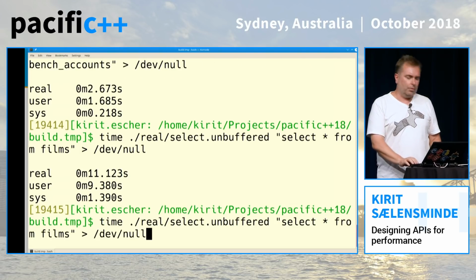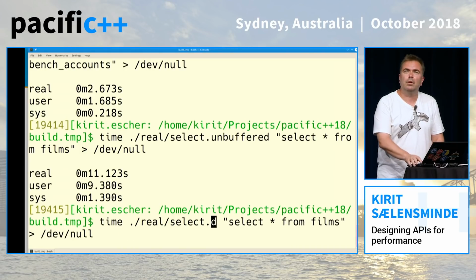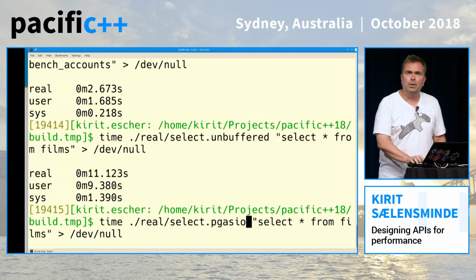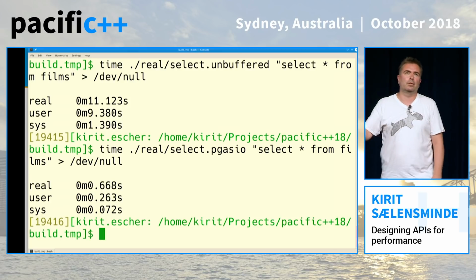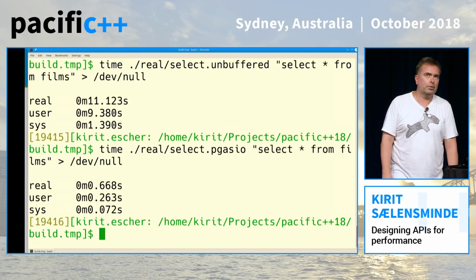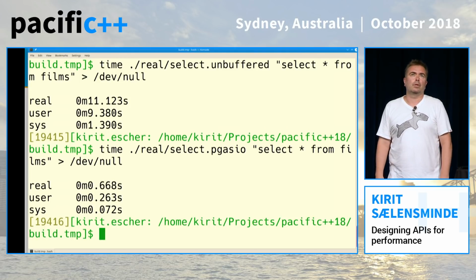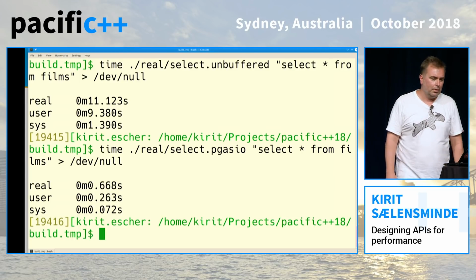So, all right, what's the PG-Asio version for this? 0.6. So that's more than 10 times there. It is quite a lot more than 10 times, right?